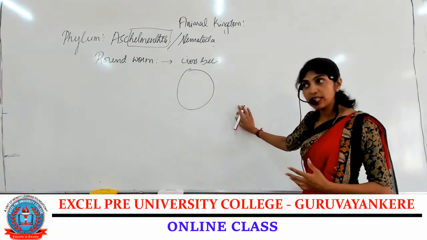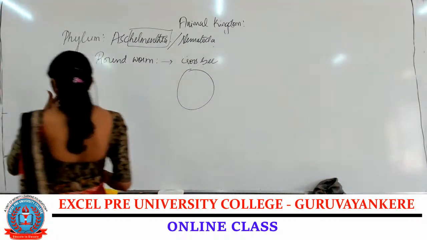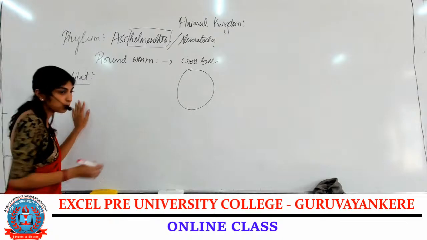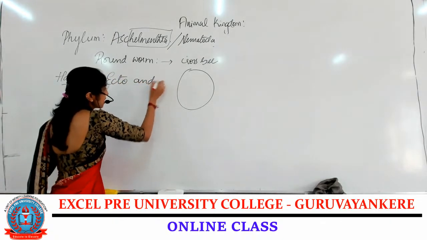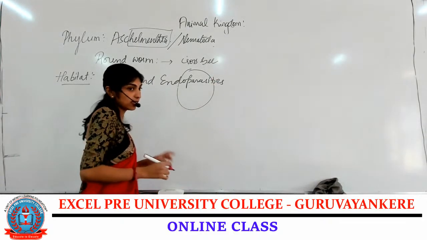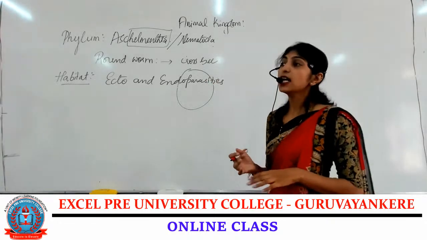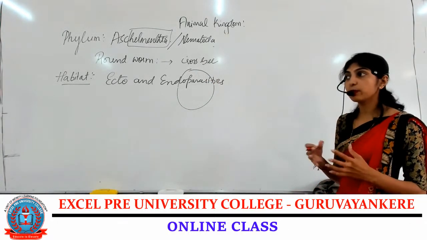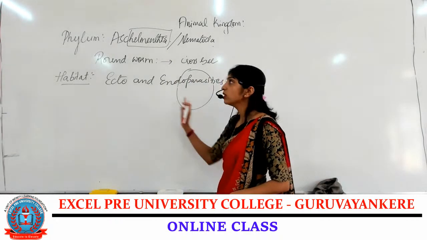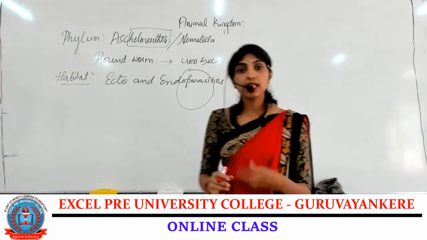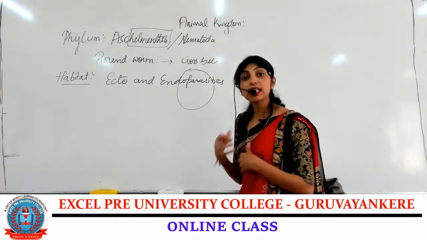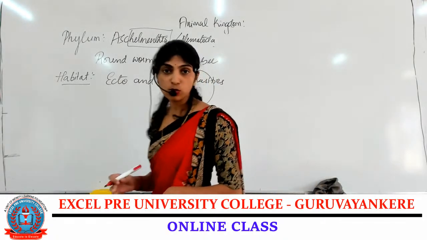Now, let's see their habitat. In the case of Aschelminthes, they are also parasites, that means they are both ecto and endoparasites. They live inside the host body as well as outside the host body. Since they live both inside and outside the host body, we call them ecto and endoparasites. But they are dependent on other organisms.